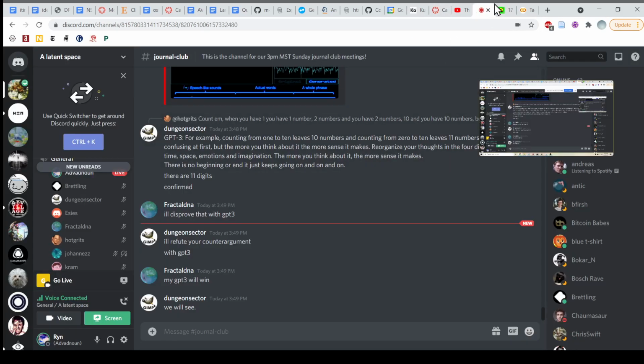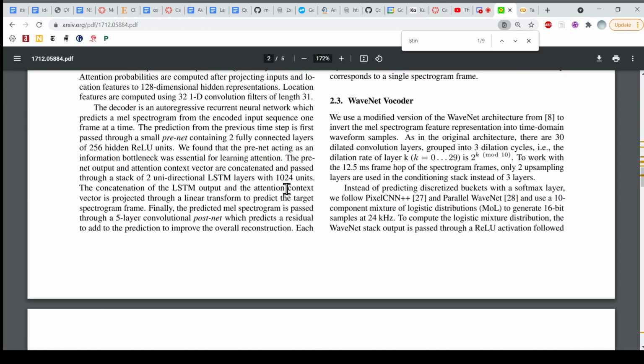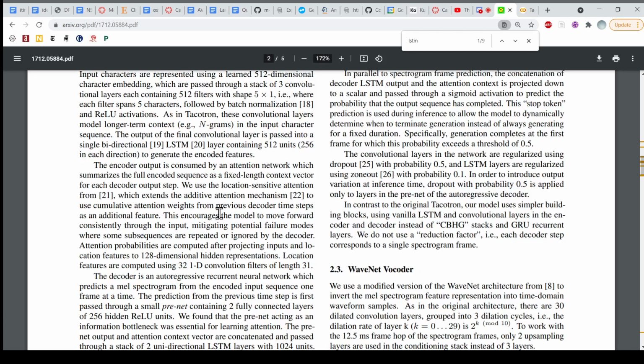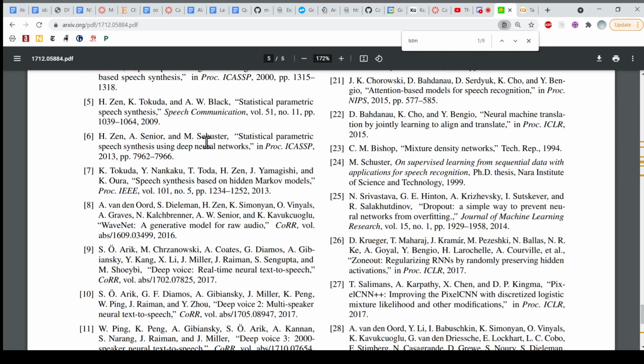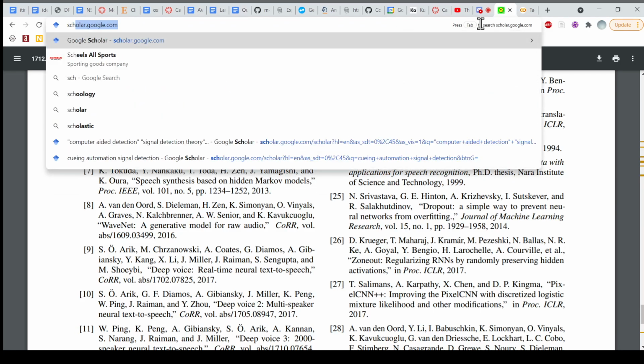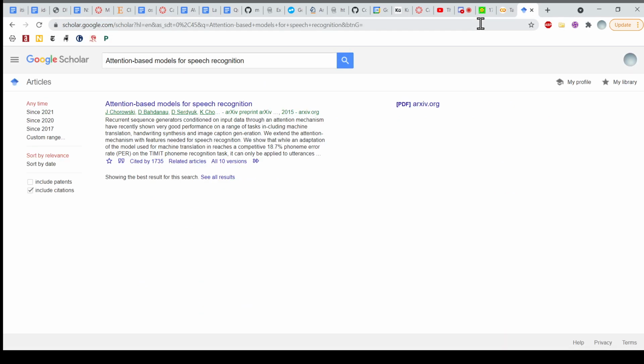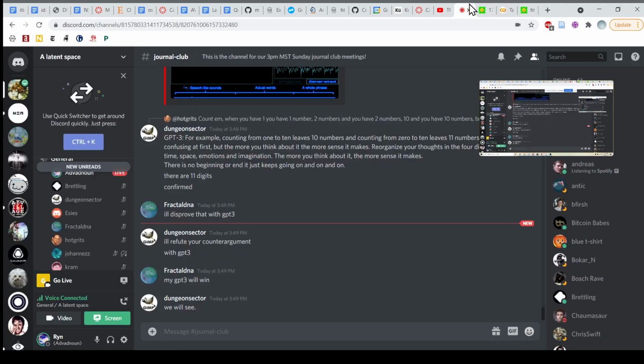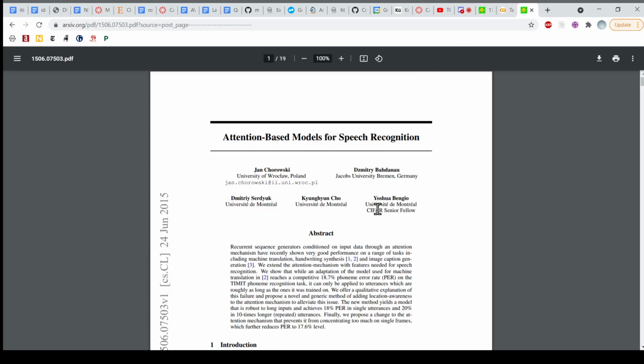Well, I guess I could cheat and look at the code. Well, no, I'll look at the paper first. I'll do my due diligence. Scholar.google.com. Oh, it's on arXiv. Thank God. What if it had been behind a paywall? I would have had to look at the code.